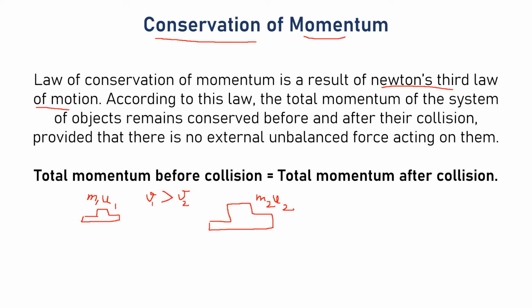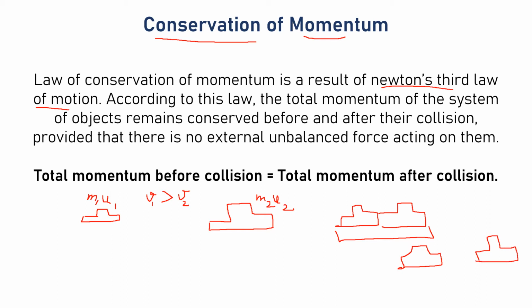So what will happen after some time? Let's say they collide with each other, and after the collision they go in different directions. There is a change in speed, but there won't be any change in mass. Definitely the momentum after the collision will be different. So let's see what the speed will be.